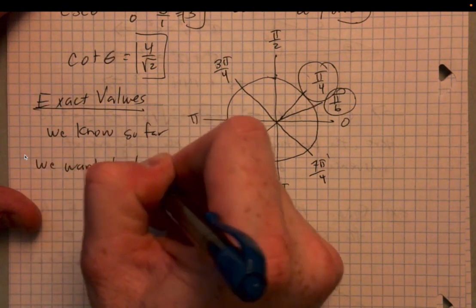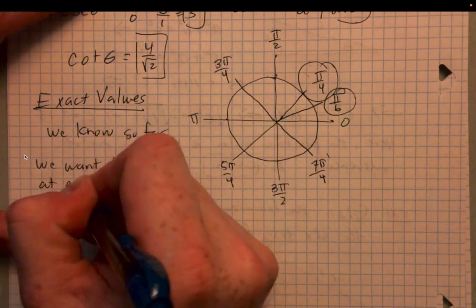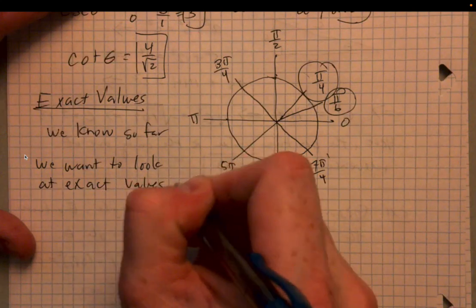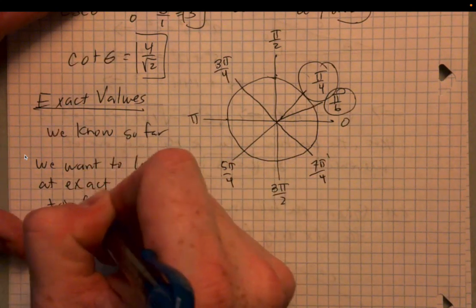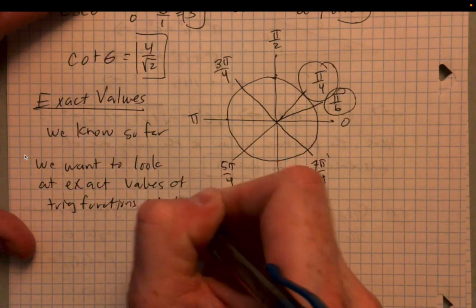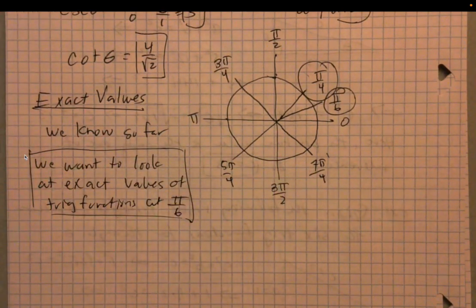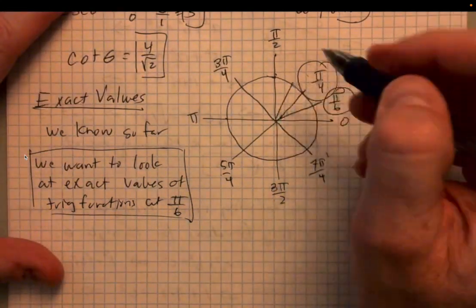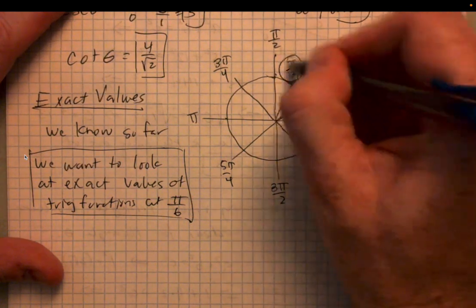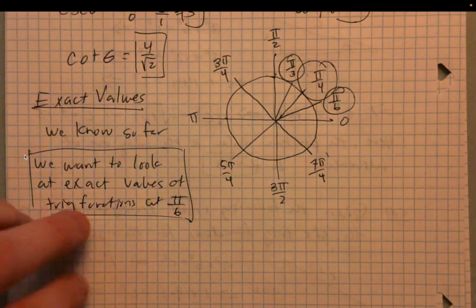We want to look at exact values of trig functions at pi over 6. Okay, so that's next. Again, we've identified the exact values at pi over 4, and so pi over 6 and pi over 3 are two other very frequently used. So pi over 6 is here, pi over 3 is going to be right about here, and we're going to look at those two today. Okay, let's go ahead and get started.